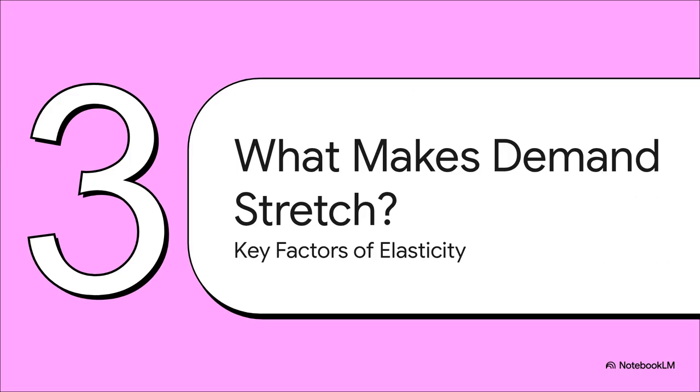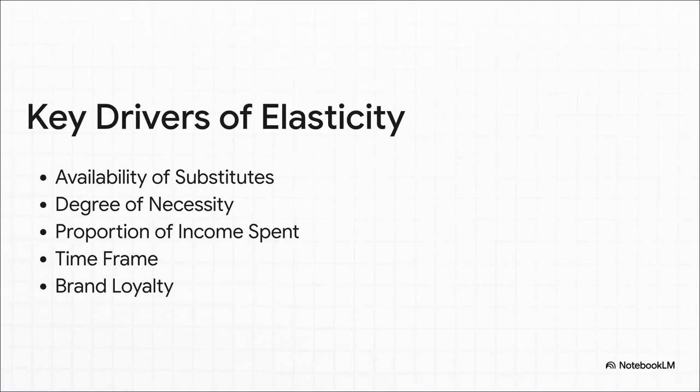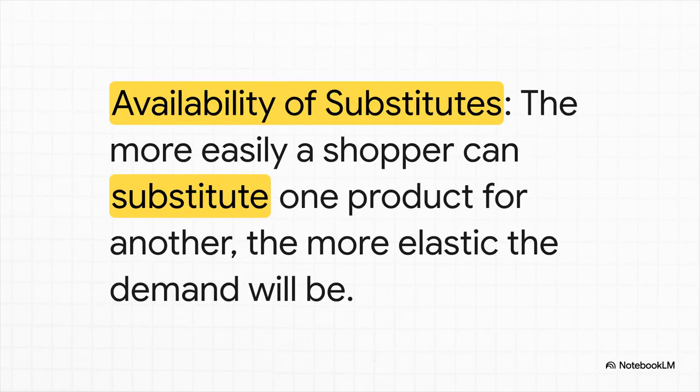So now we know what elasticity is, but the next big question is, why? Why are some of those rubber bands stretchy and others so stiff? Well, that brings us to the real drivers behind a product's elasticity. It turns out there are a few key factors, but you know what? They all really boil down to consumer choice. Things like substitutes, how necessary it is, how much of your budget it eats up, and even good old-fashioned brand loyalty. For now, we're going to focus on the two most powerful ones, substitutes and necessity. The first, and you could argue the most important factor of all, is the availability of substitutes.